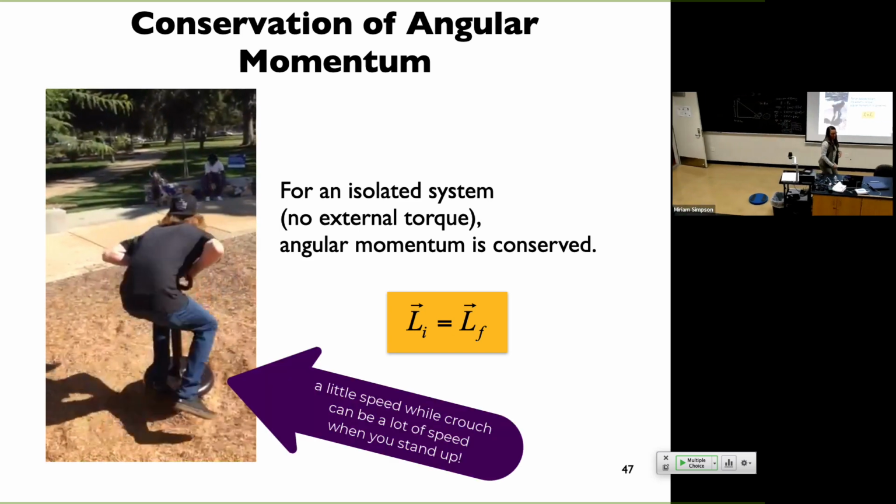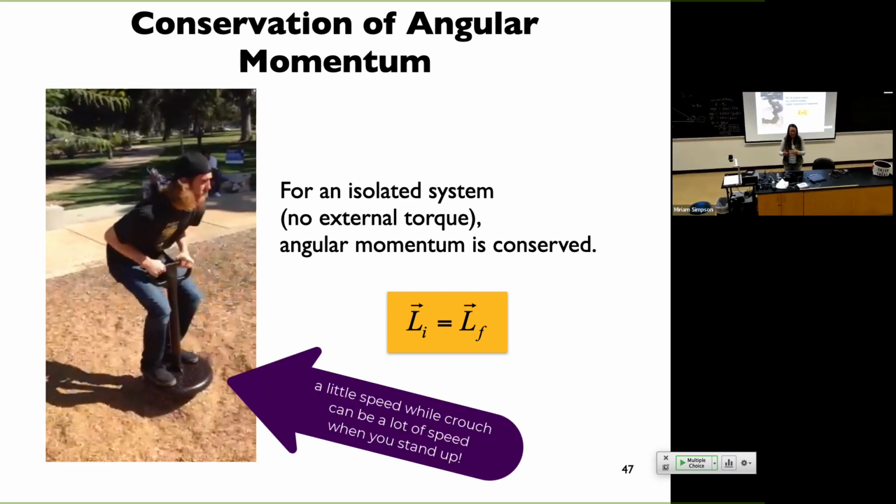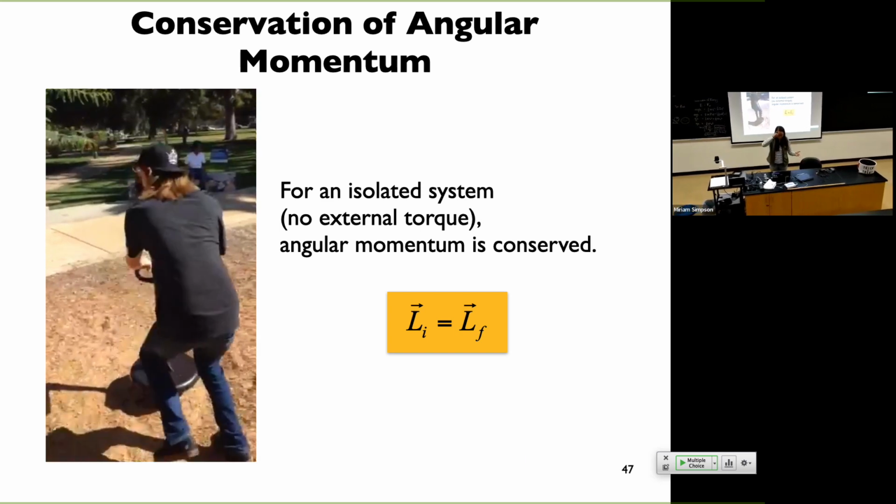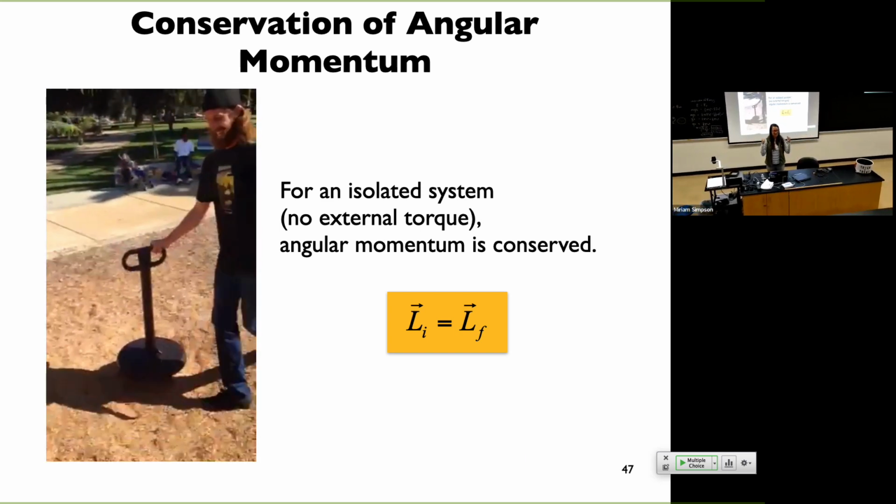If you think about making a bike turn, falling off your bike, or bringing your arms in to spin faster, all of those things are conservation of angular momentum.